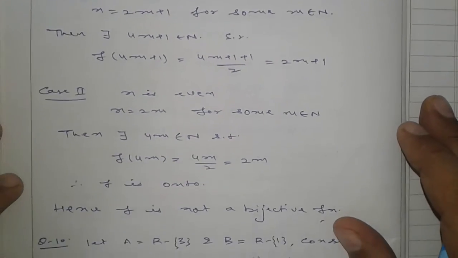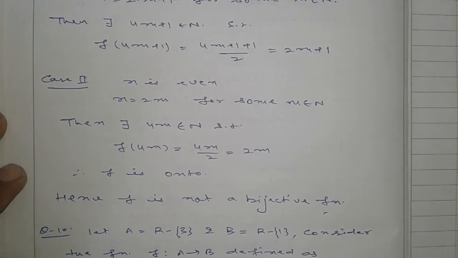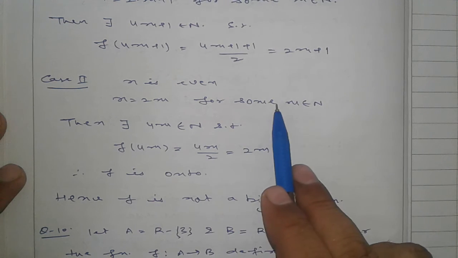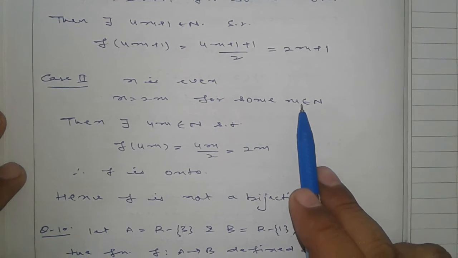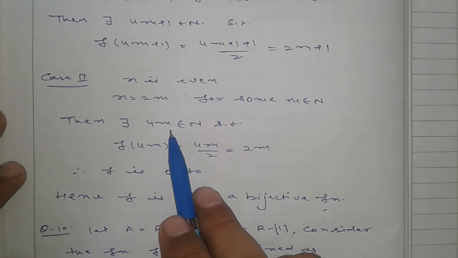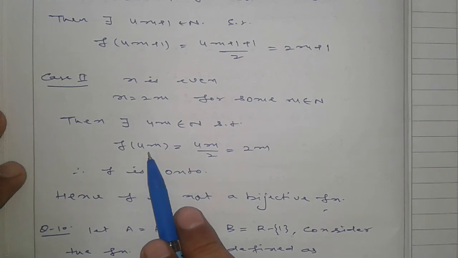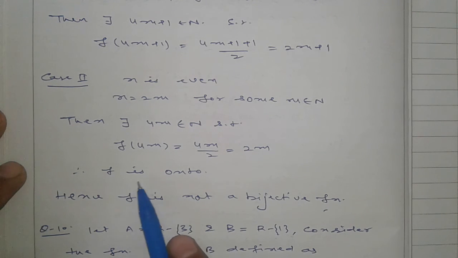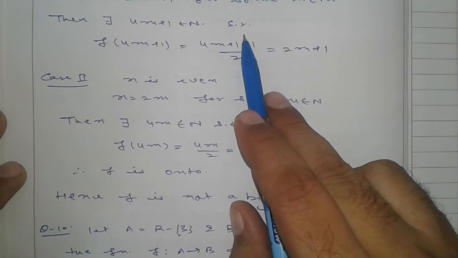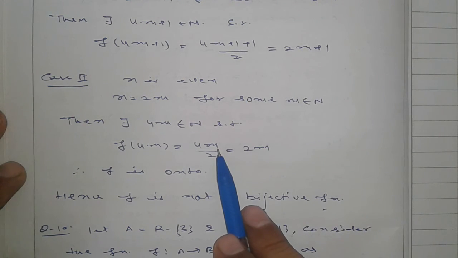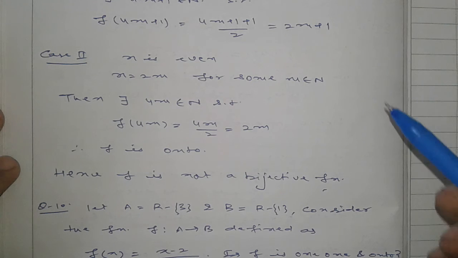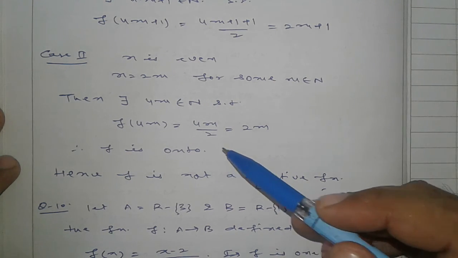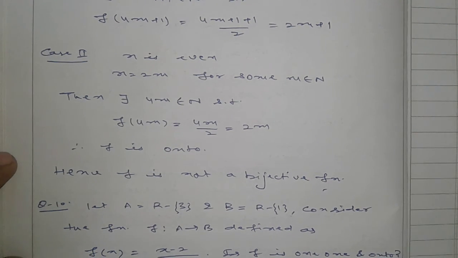Now if n is even, it will be in the form n is equal to 2m for some m belonging to N. So there exists 2m, then 4m will also be a natural number, such that f of 4m will be 4m by 2, which is 2m. Now f is onto in both the cases, when it was odd as well as when it was even. Hence f is onto, f is not 1-1. So therefore it is not bijective.